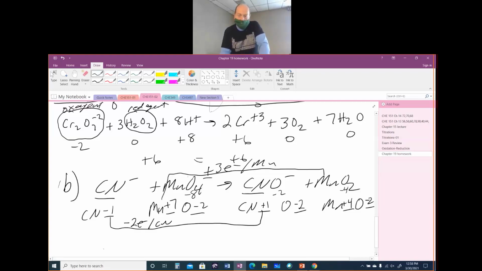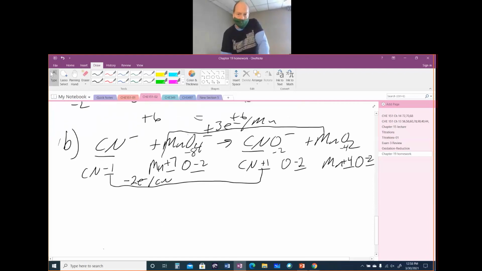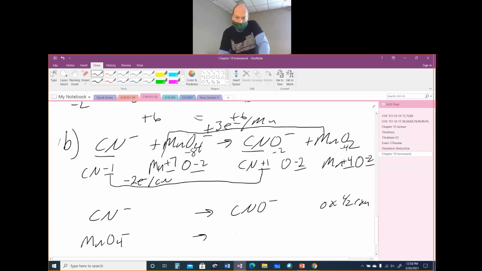All right, so there's your two half reactions. You have your CN minus going to CNO minus. All right, so that is your oxidation half reaction. And then you have your MnO4 minus going to MnO2. And that is your reduction half reaction.